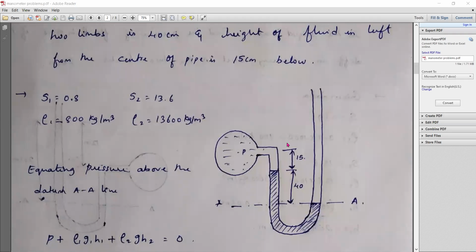Right. After drawing the diagram, please now write down the given data. The specific gravity of the fluid is given as 0.8, so the density of the fluid rho 1, don't write E1, write rho 1, equals 800 kg per meter cube.